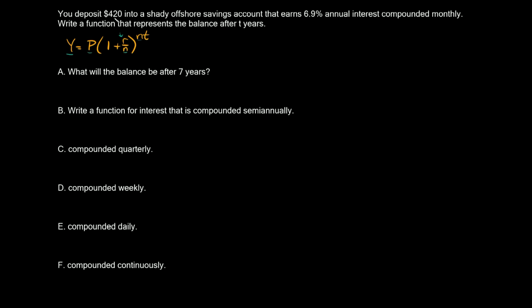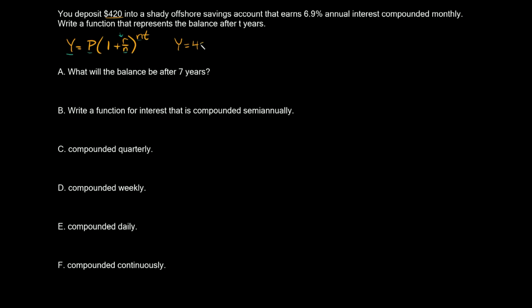So it says you deposit $420 into a shady offshore savings account that earns 6.9%, nice, annual interest compounded monthly. Write a function that represents the balance after t years. So we're going to use this formula right here, and then we're just going to plug some information in, okay? So here we're going to have y is equal to, now what's our starting or principal amount? That's going to be $420, right?